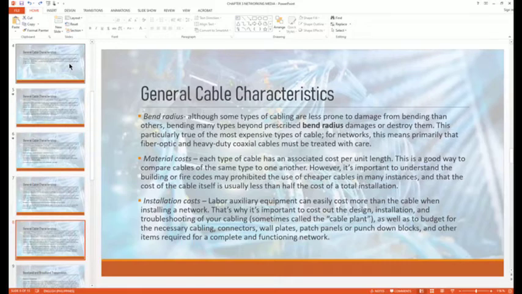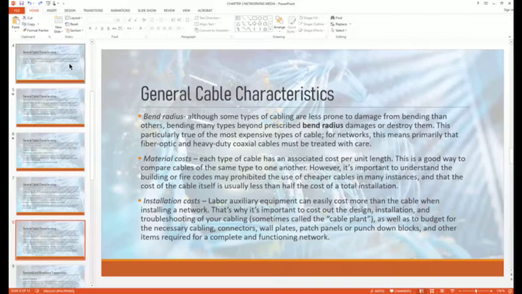Next, material cost. Each type of cable has an associated cost per unit length. This is a good way to compare cables of the same type to one another. However, it's important to understand that building and fire codes may prohibit the use of cheaper cables in many instances, and that the cost of the cable itself is usually less than half the cost of a total installation. So the last of the general cable characteristics will be the installation cost.